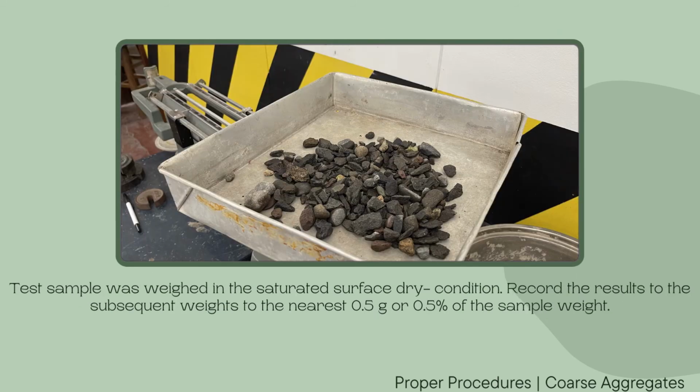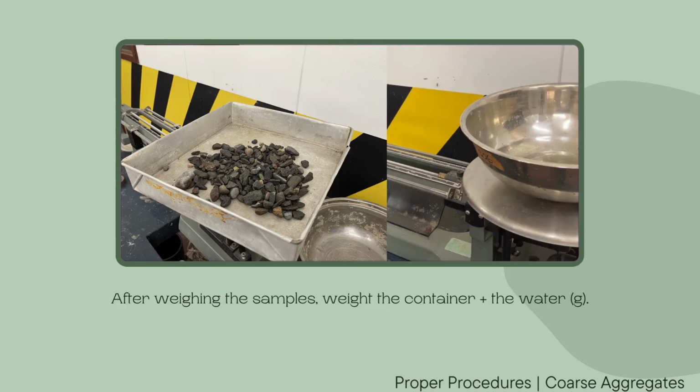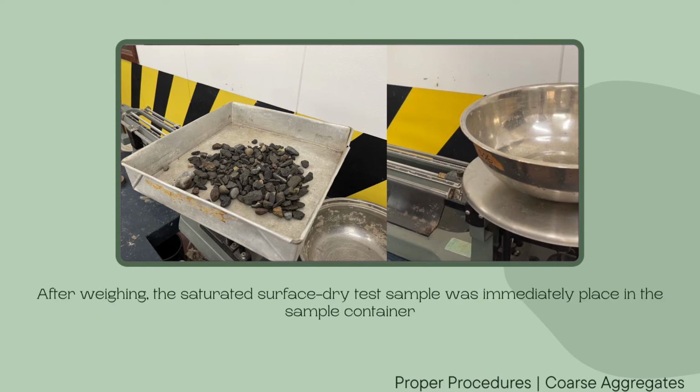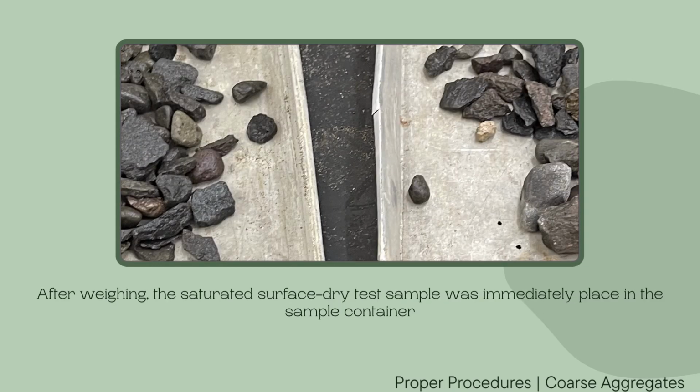Test samples were weighed in the saturated surface dry condition. The results were recorded to the nearest 0.5 grams or 0.5% of the sample weight. After weighing the samples, the weight of the container was added to the weight of the water. After weighing, the saturated surface dry test sample was immediately placed in the sample container.